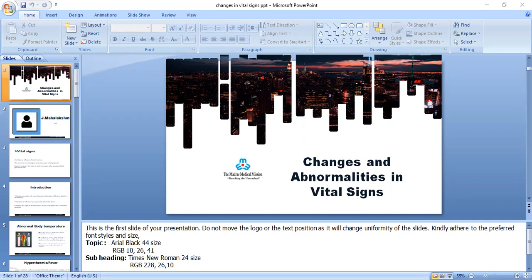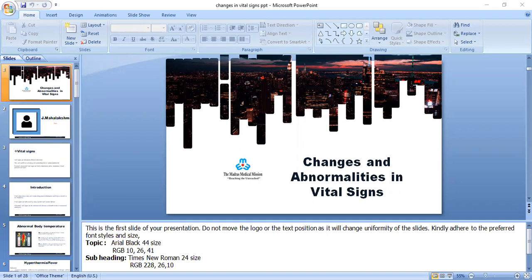Vital signs are indicators of the body's functions. They are useful in evaluating and monitoring the body's various parameters. Routinely measured vital signs are body temperature, pulse, respiration, blood pressure, and oxygen saturation.